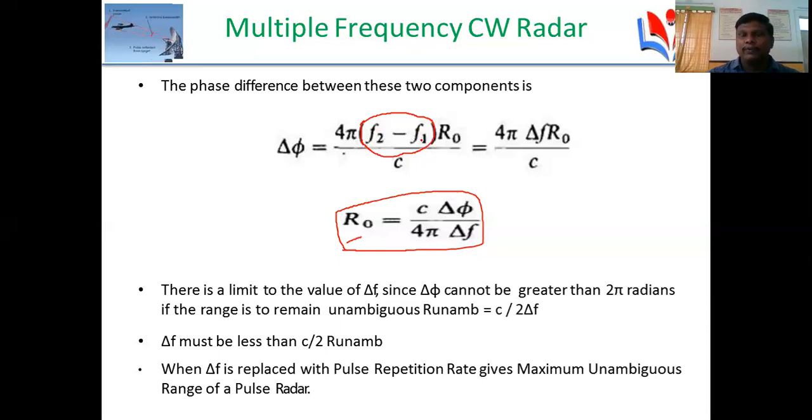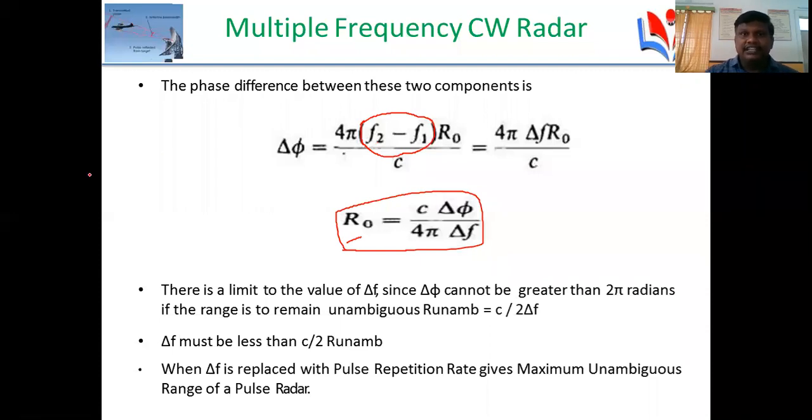One is sin 2 pi F1 t, and the second one is sin 2 pi F2 t. When the first signal is transmitted, we will have a reflected signal with the Doppler shift along with the phase difference. When you transmit the second signal, it will also have the Doppler frequency shift as well as phase shift. We are going to measure the phase difference as delta phi. From delta phi, we can identify the range of the target, that is equal to R0.